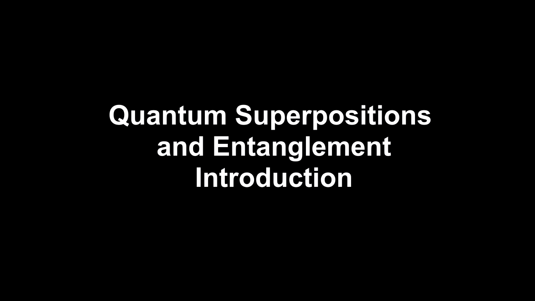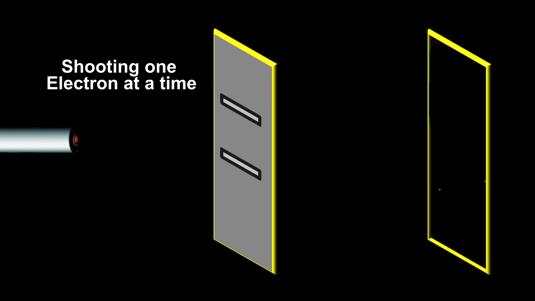Quantum state superpositions and entanglement are two of the most fundamental concepts in quantum mechanics, and also two of its most misunderstood. And they are turning out to be the key to the next generation of quantum computing.